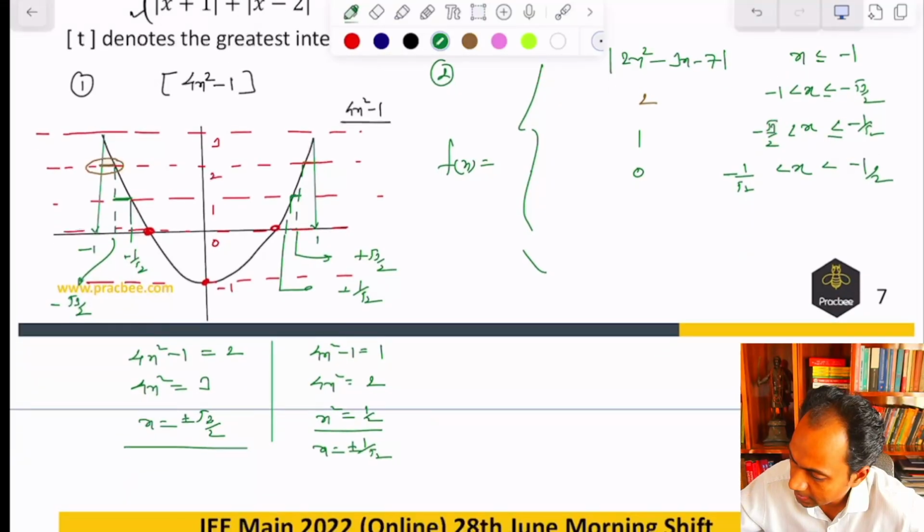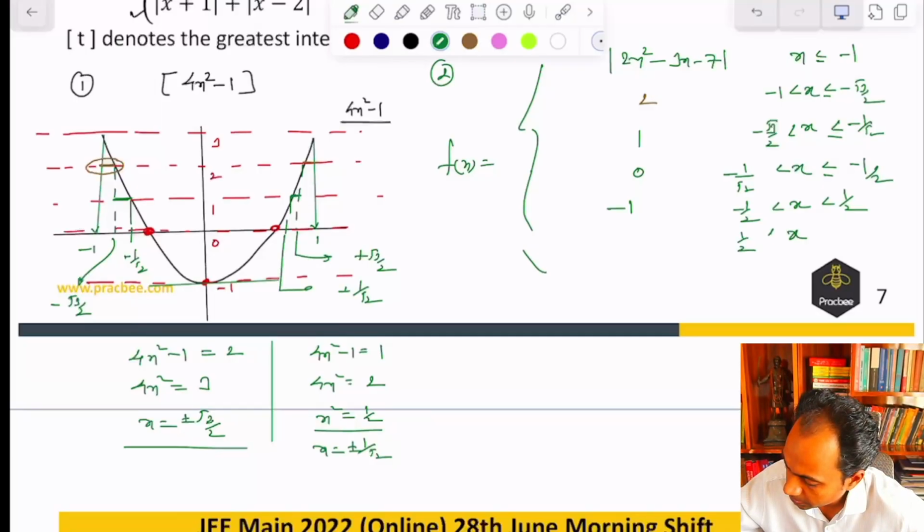And then this cycle reverses. So it starts with minus 1 by 2. Between this value to 1 by 2, you can see that it will become minus 1. The graph would be here below. And then for the values of x between 1 by 2 and 1 by root 2, this will again become 0.